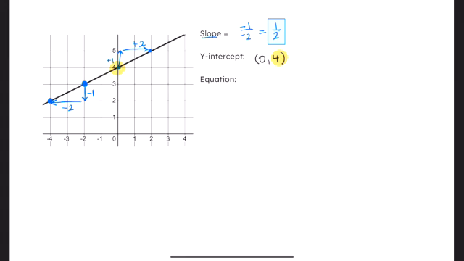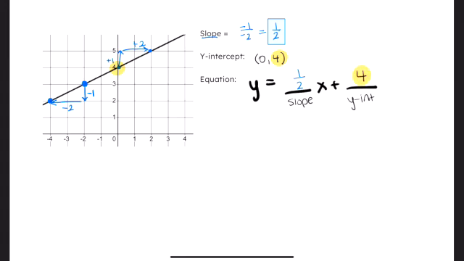And now we're ready to write our equation. Y equals mx plus b. We're going to fill in our slope and our y-intercept. So remember, our slope was 1/2. And in this case, our y-intercept was 4.